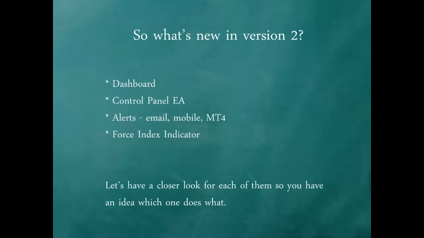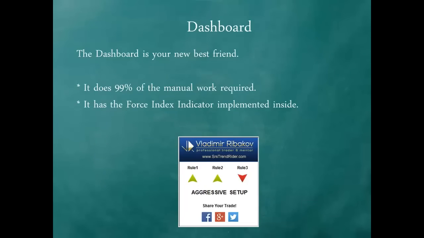So dashboard, control panel, alerts by email, mobile, and MT4, and the force index, which is one of my favorite parts, to be honest. Everything is inside. That actually was the thing that took us the longest to test, because it was really important to make sure it reads the chart and the forces from higher time frames correctly. Okay, now let's have a closer look at all these things.